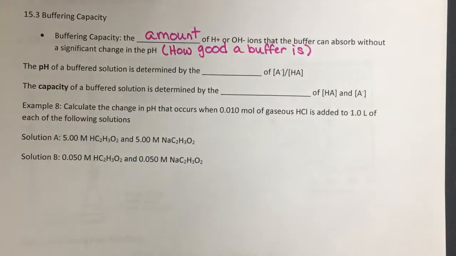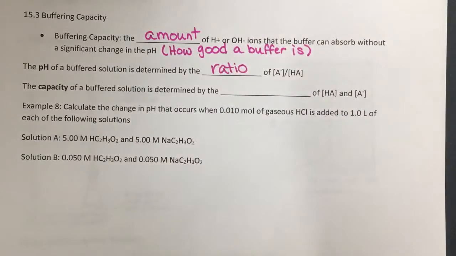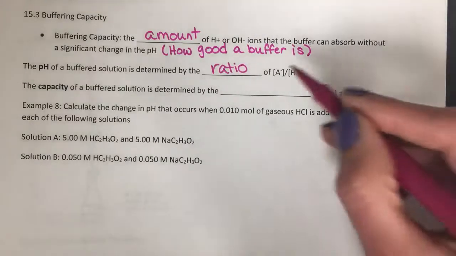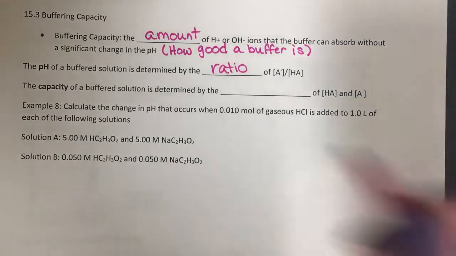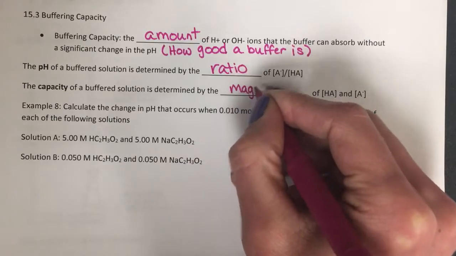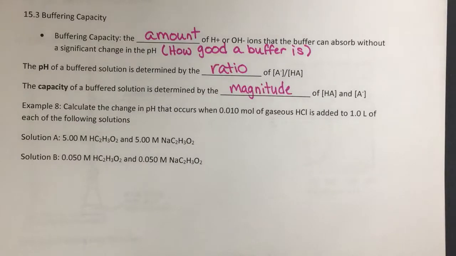The higher the buffering capacity, the more acid or base I can absorb, the more it resists the change in pH. Okay? Now we already said that the pH of a buffered solution was determined by the ratio of A minus to HA, or my base to my acid. How good my buffer is determined by the magnitude of the HA to the A minus, the acid to the base. Okay? So here's what I mean by magnitude.